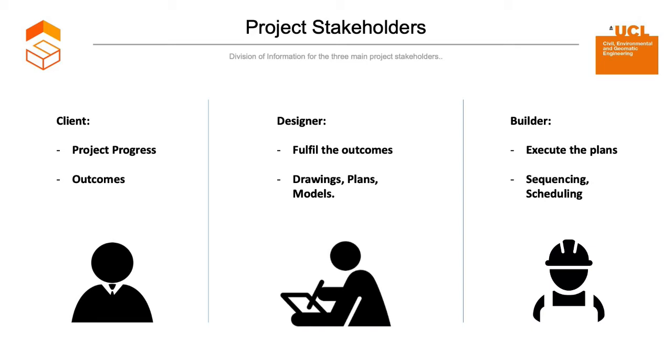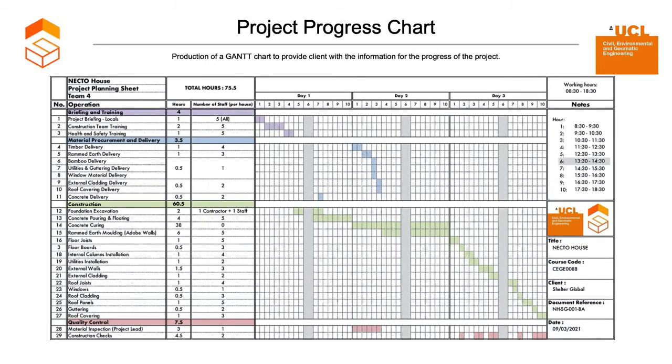This can be done through drawings, plans, or models. Finally, the builders require the necessary information to execute the plans outlined by the designers. This may be through construction sequencing or scheduling the different phases of work to be carried out on site. The first focus will be of the information provided to the client.